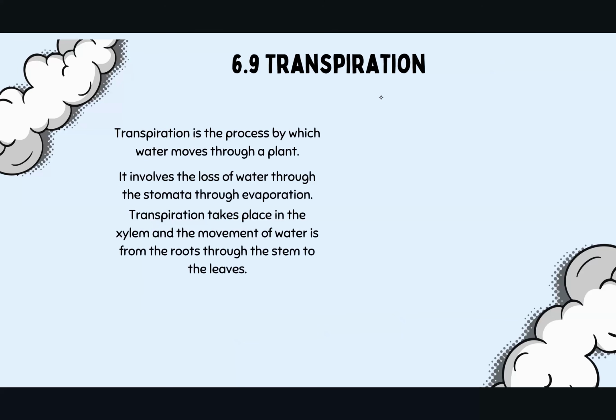Okay, transpiration. It was 6.9 as a specification point. We need to be able to explain how water and mineral ions are transported through the plant by transpiration, including the structure and functions of the stomata. So we need to know about the stomata too. Transpiration is the process by which water moves through a plant. It involves the loss of water through the stomata through evaporation.